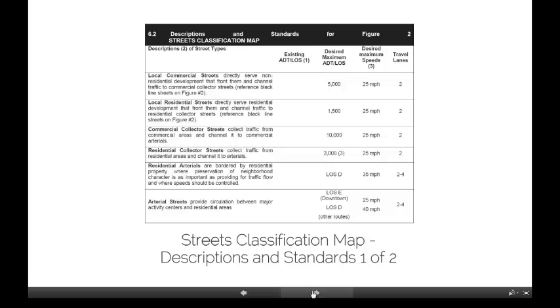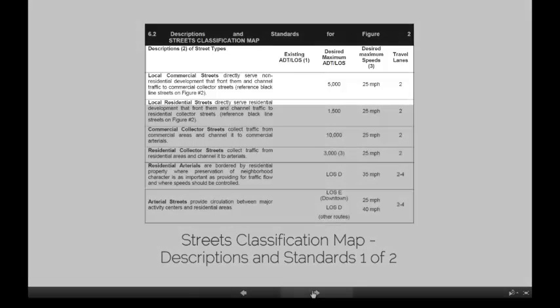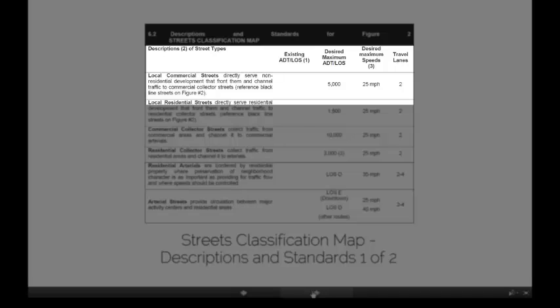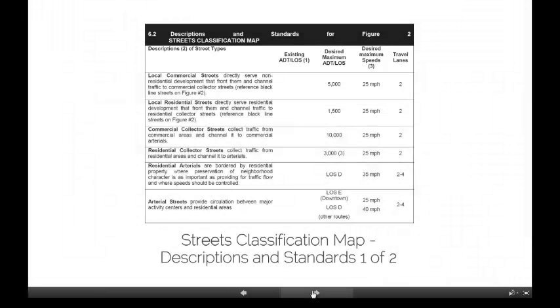This table specifies standards for other types of streets. For local commercial streets, we find 2 travel lanes, speeds no greater than 25 miles an hour, and average daily traffic at no more than 5,000 vehicles. When volumes exceed these maximums, design and/or operational treatments are evaluated to mitigate the condition.